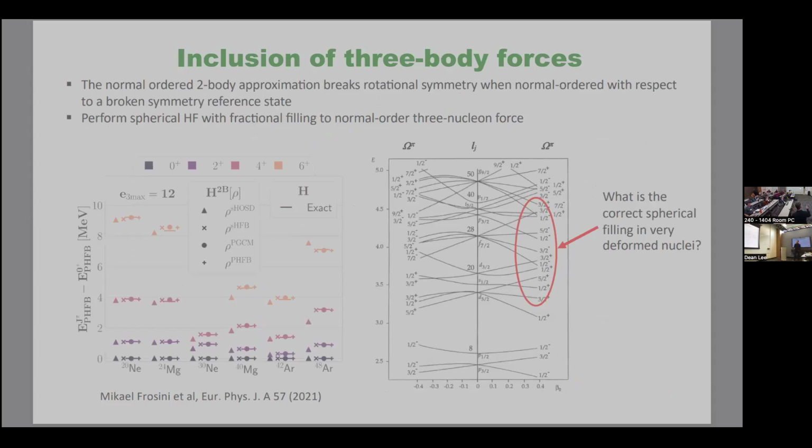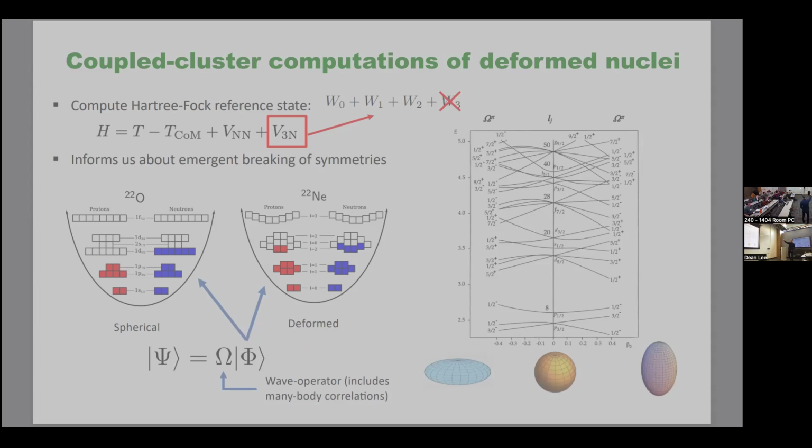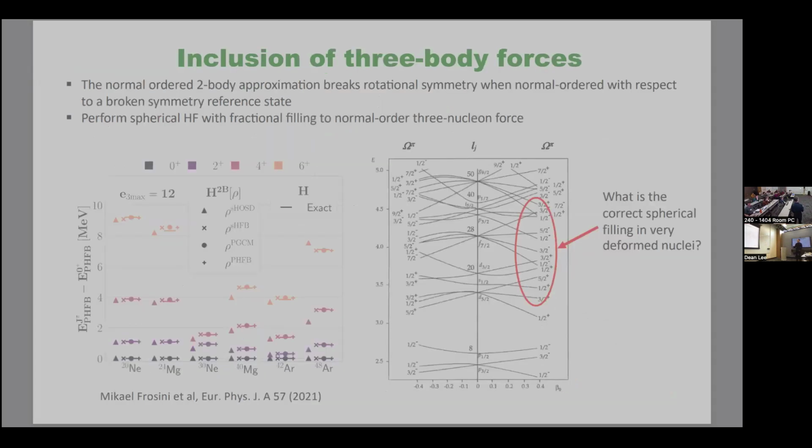So one technical aspect here I would like to mention, right? We do this normal ordering two-body approximation. If you do the normal ordering with respect to a broken symmetry reference state, the resulting Hamiltonian will also break rotational symmetry. So Michael Frosini and collaborators at Saclay came up with a very nice procedure for how to deal with that.